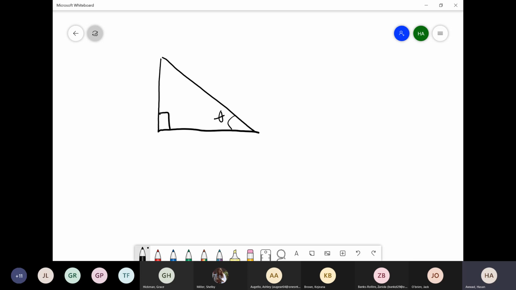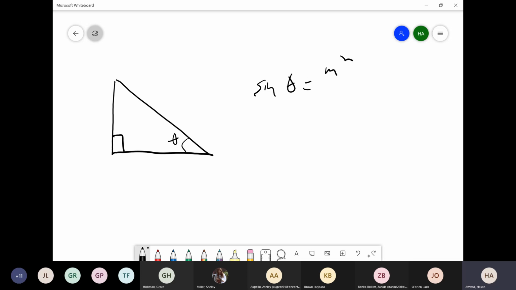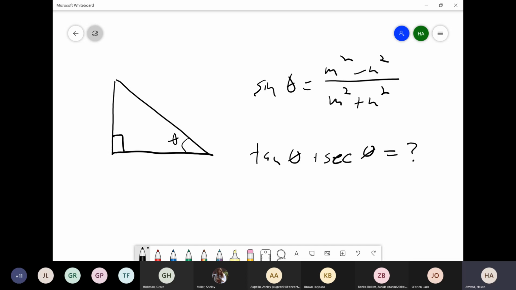Okay, so again, we're given that it's a right triangle. We're also given the fact that sine of theta is equal to m squared minus n squared all over m squared plus n squared. And what we have to do is find the value. So we're looking for the value of tangent of theta plus secant of theta. So we're looking for this. This is our unknown.